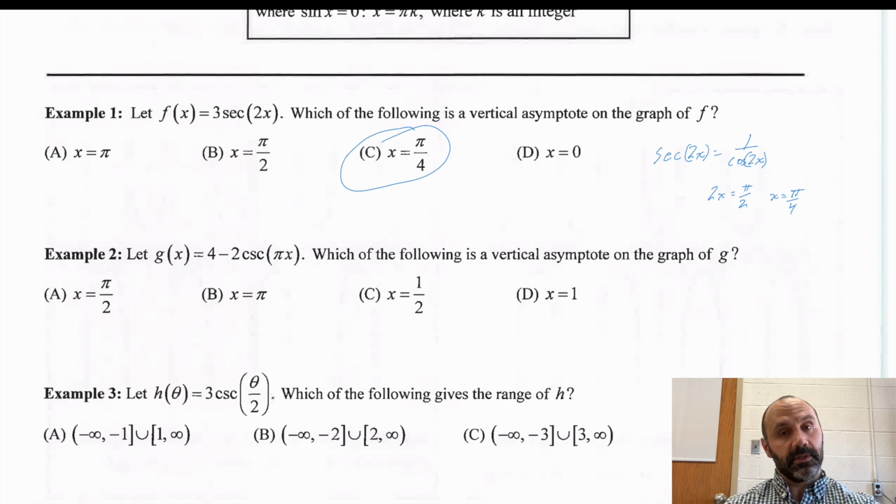Next one, g of x equals 4 minus 2 cosecant of pi x. Which of the following is a vertical asymptote of g? Okay, so again, cosecant. By the way, what does the 4 do in there? That's just shifting the midline, right? And the -2 changes the amplitude, you could say, and flips the graph, of course.